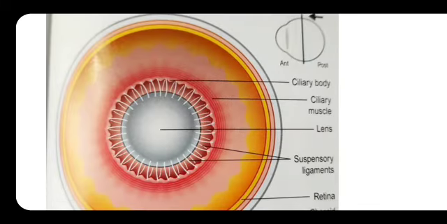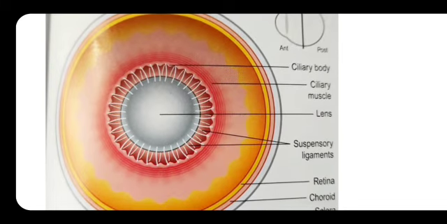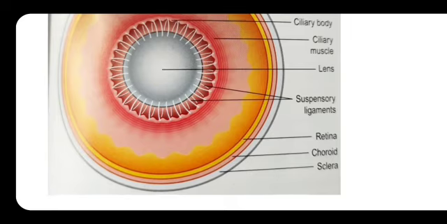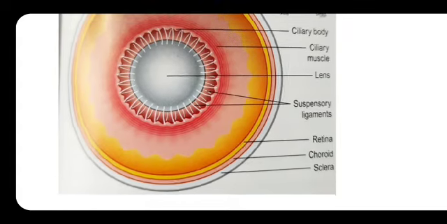So this is the structure. Here you can get a rough idea: this is the ciliary body, then the ciliary muscles, then the lens, then your suspensory ligaments, then the retina, then the choroid, and then the sclera.